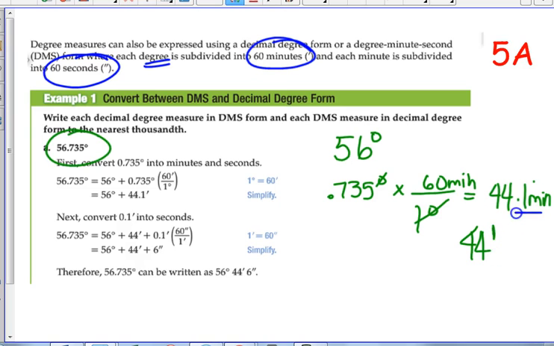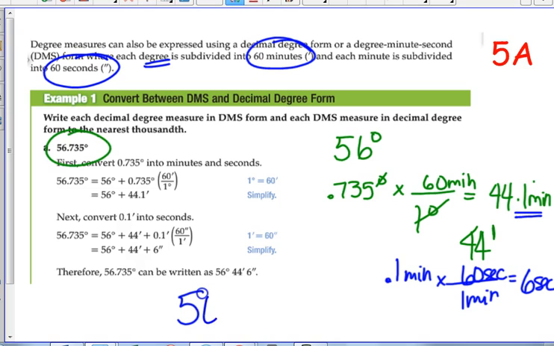All right, I'm taking off the 0.1 because the 0.1 of a minute needs to be converted to seconds, and every minute is 60 seconds. So 0.1 times 60 is 6. So we ended up with 56 degrees, 44 minutes, and 6 seconds. Let's learn to do this on our calculator because it's way faster.